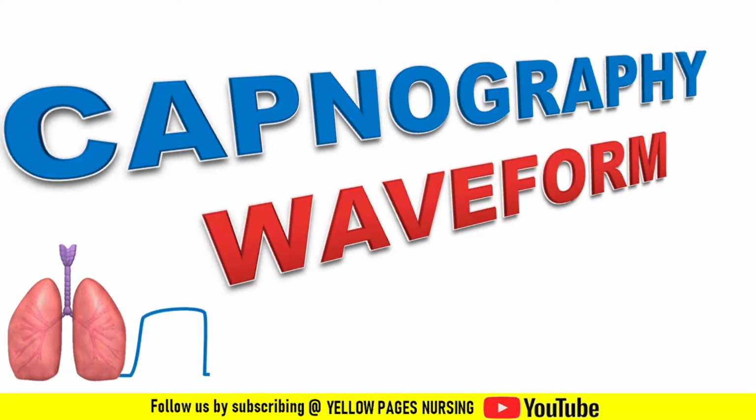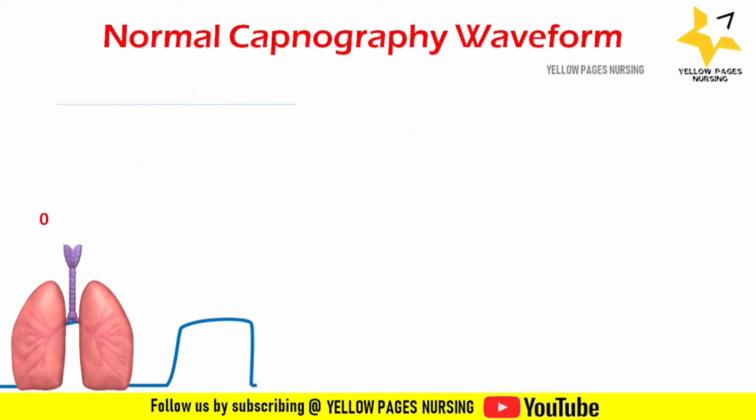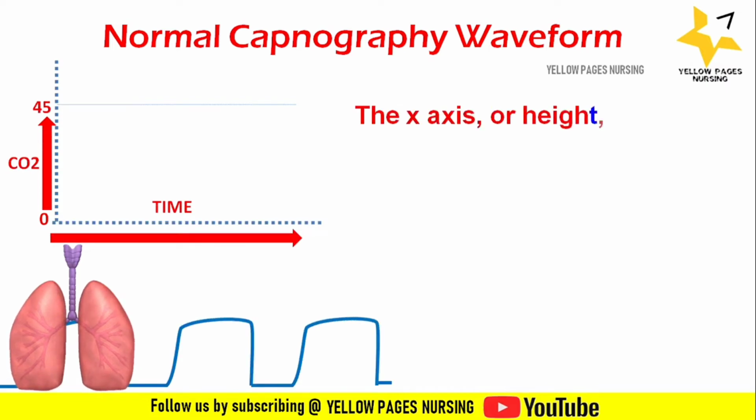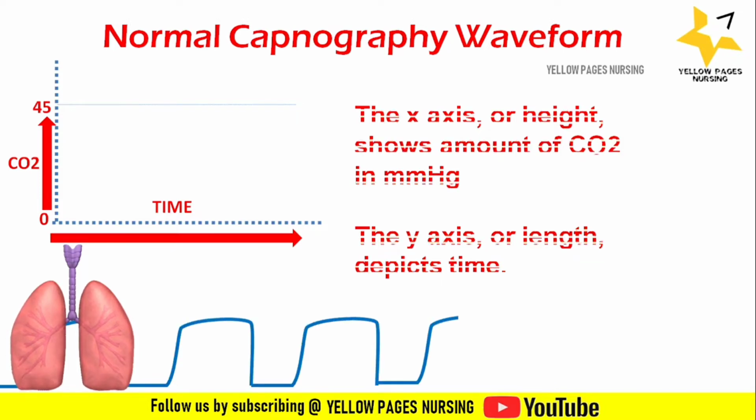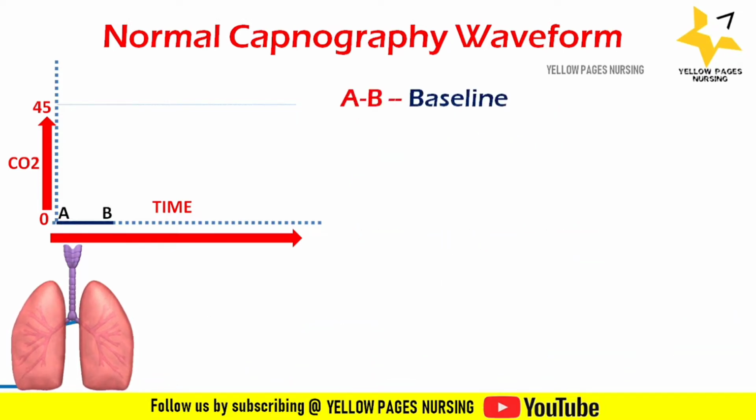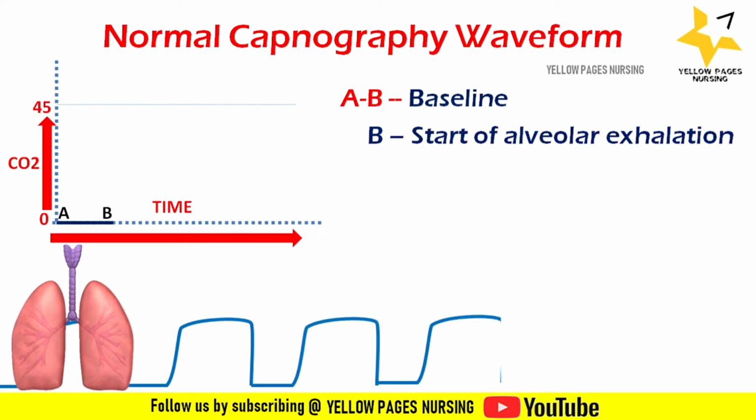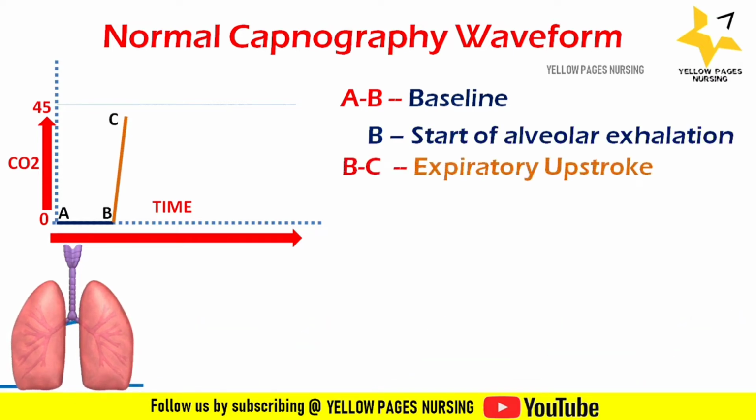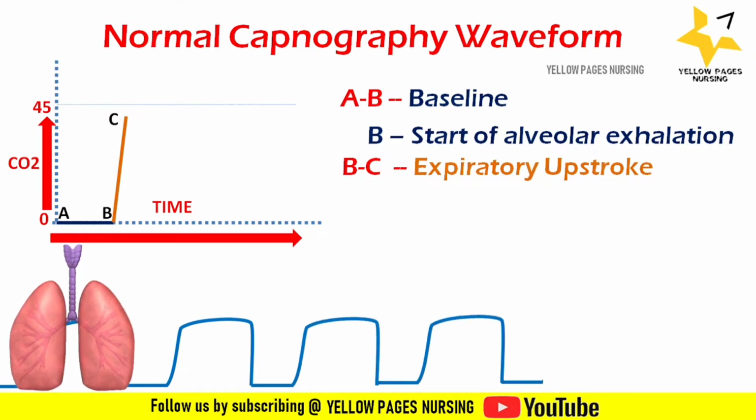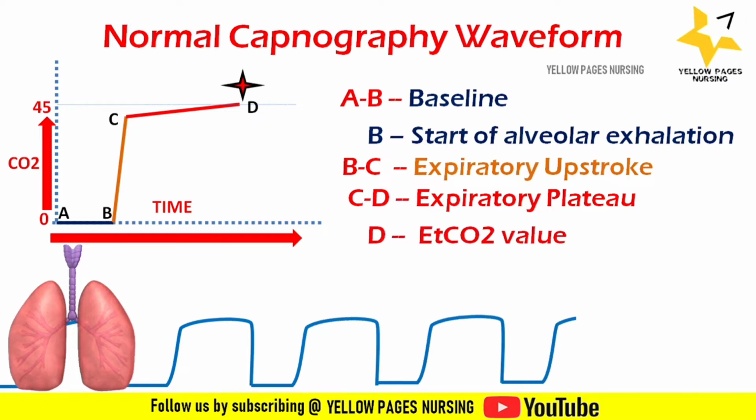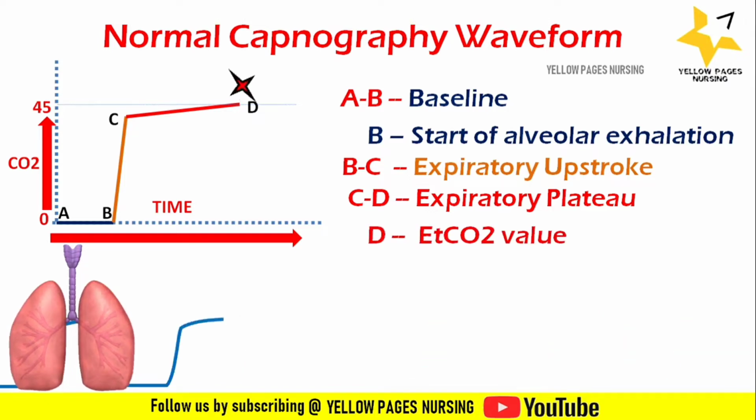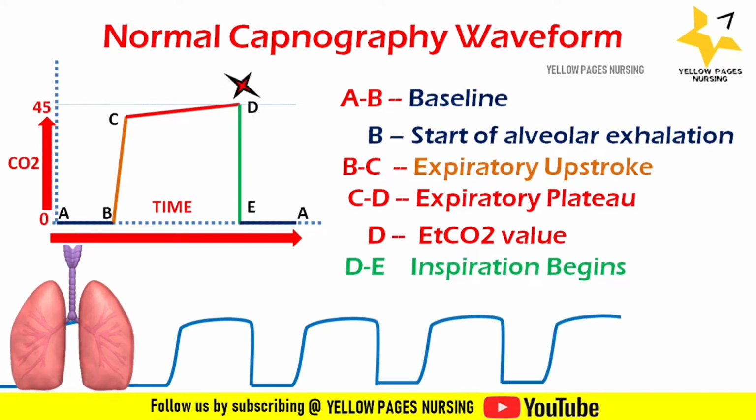Now, here is the normal capnography waveform. The y-axis, or height, shows the amount of CO2 in mmHg. The x-axis, or length, depicts the time. AB denotes the baseline, where B is the start of alveolar exhalation. BC denotes expiratory upstroke. CD denotes expiratory plateau. And D denotes EtCO2 value. DE denotes where the inspiration begins.